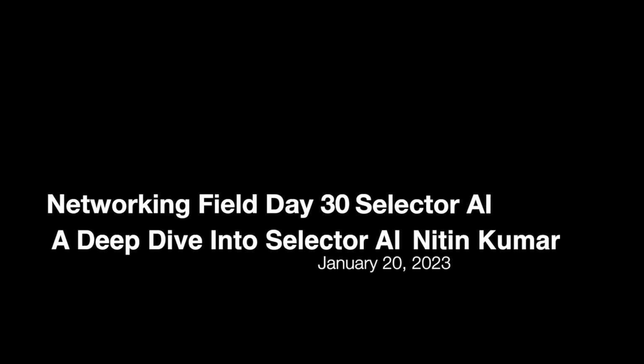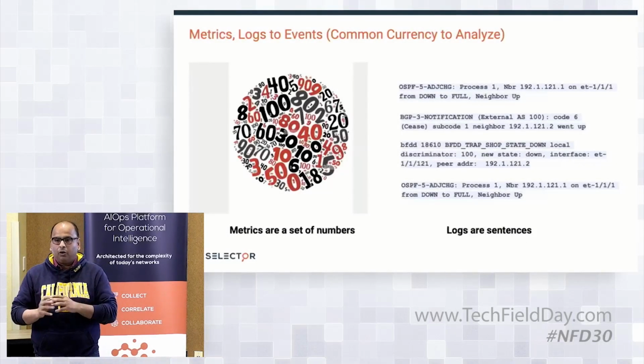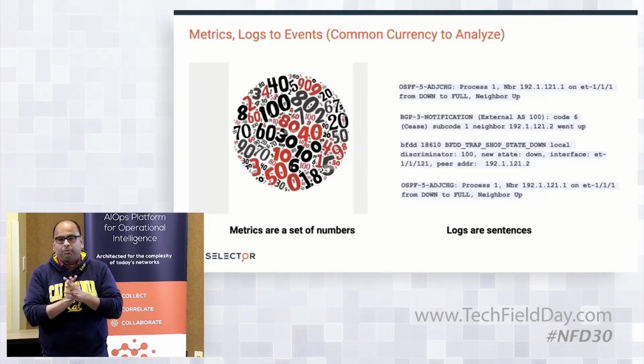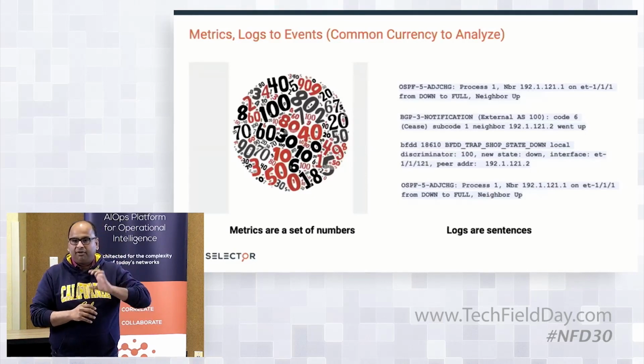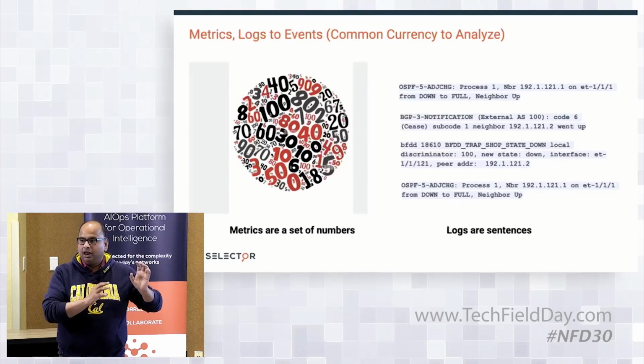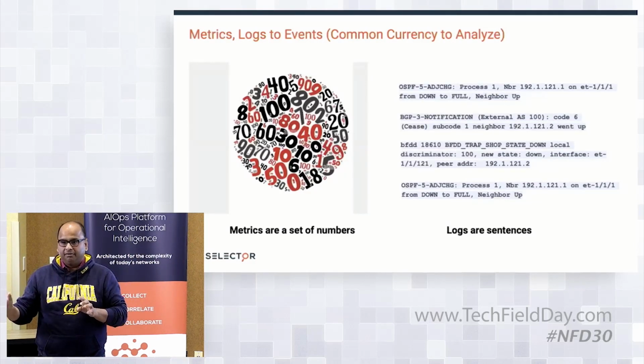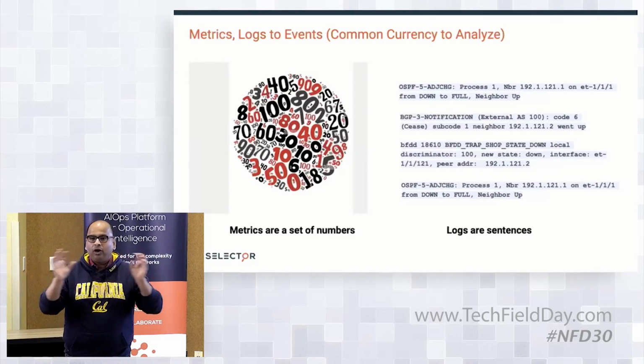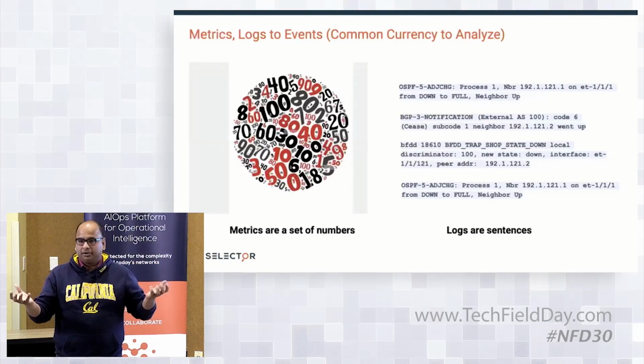Now let's get to the more interesting part. Convert metrics and log. How do you correlate them? The first basic problem is metrics are fundamentally numbers. Just numbers, billions and billions of numbers. Logs are English sentences, right? So if you want to correlate them together, they're apples and oranges, right?